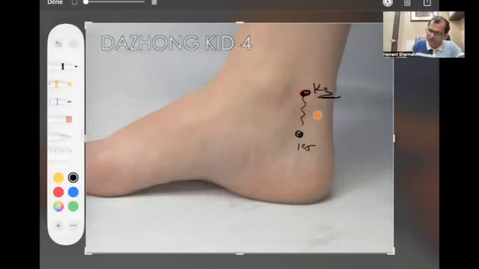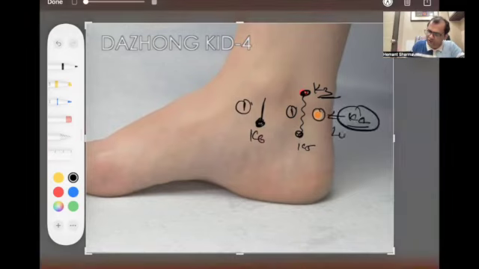The distance is 1 cun, and kidney 6 is also 1 cun. But kidney 4, we can see, is on the little back side. Kidney 4 is also a very good point. It is the Luo connecting point.